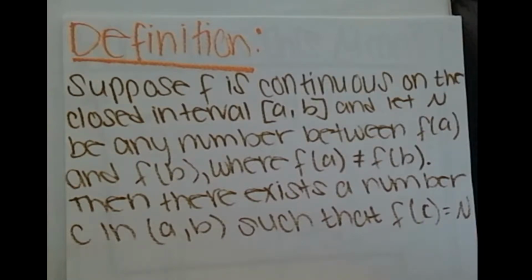The definition of intermediate value theorem states, suppose that f is continuous on the closed interval [a, b], and let n be any number between f(a) and f(b), where f(a) does not equal f(b). Then there exists a number c in the open interval (a, b) such that f(c) equals n.